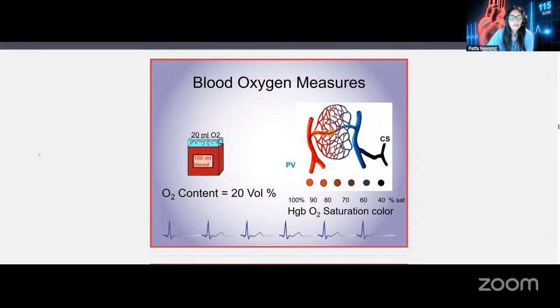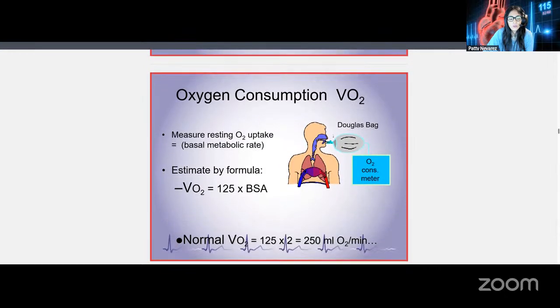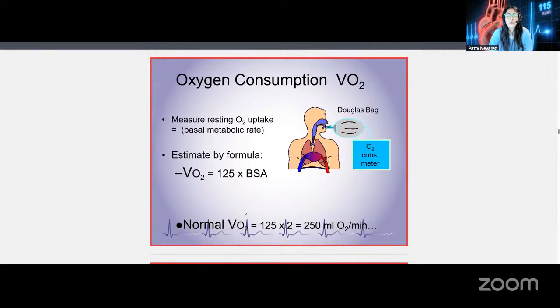Let's clear this and let's move on to the next one. So we're going to start working here with some information to start getting to our Fick formula. The first thing that I need to obtain is the VO2. This is the formula to get the volume of oxygen. 125 is a constant. 125. Always. 125 no matter what.